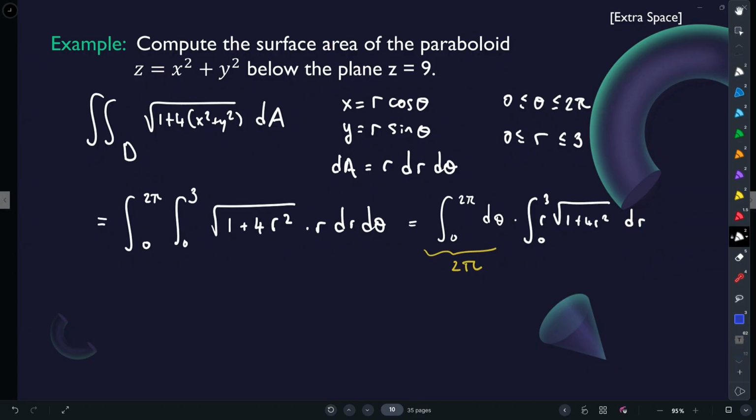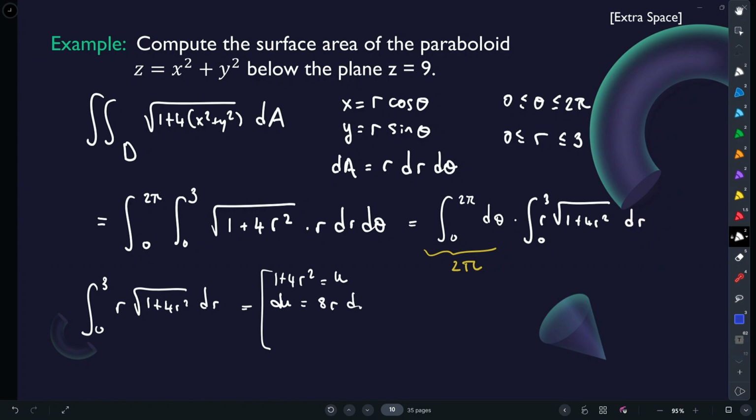So now I just have to do the integral from 0 to 3 of r times the square root of 1 plus 4r squared, dr. And if I pick 1 plus 4r squared to be u for my substitution, du will be 8r dr, and that means that r dr, which is what appears there, is an eighth of du.